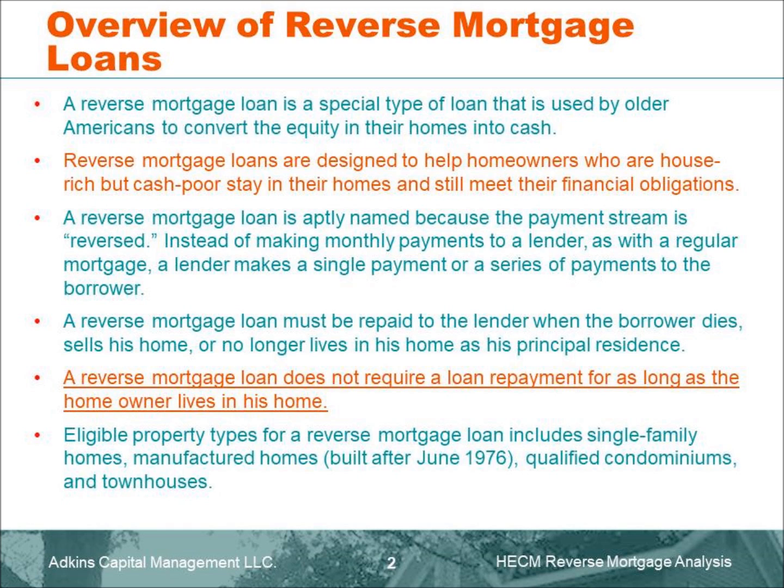A reverse mortgage loan must be repaid to the lender when the borrower dies, sells his home, or no longer lives in his home as his principal residence. A reverse mortgage loan does not require a loan repayment for as long as the homeowner lives in his home. Eligible property types for a reverse mortgage loan include single-family homes, manufactured homes, qualified condominiums, and townhouses.